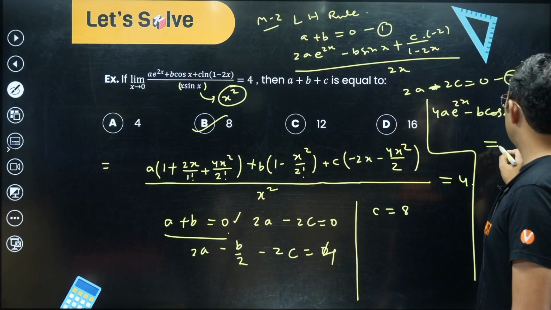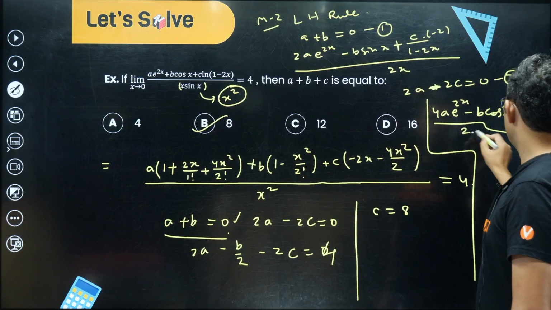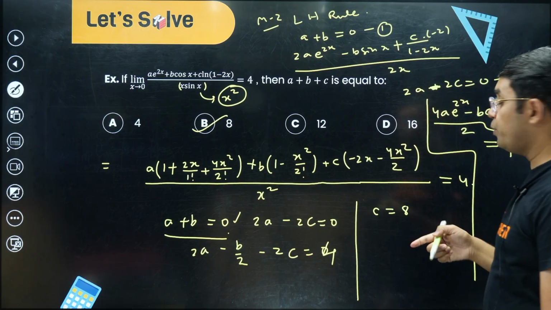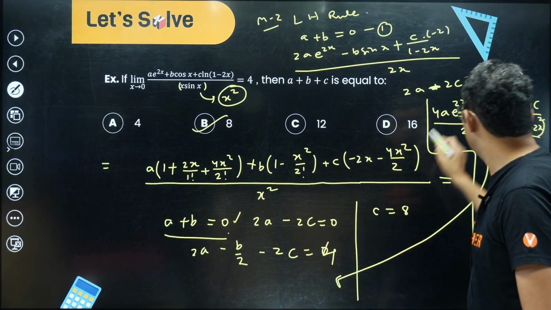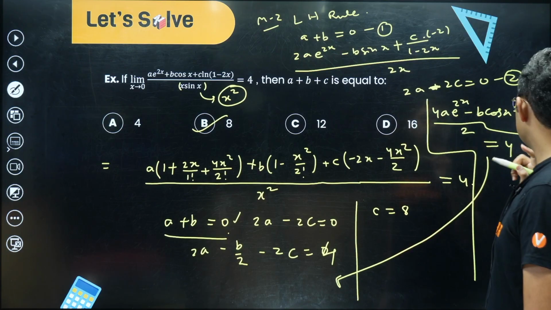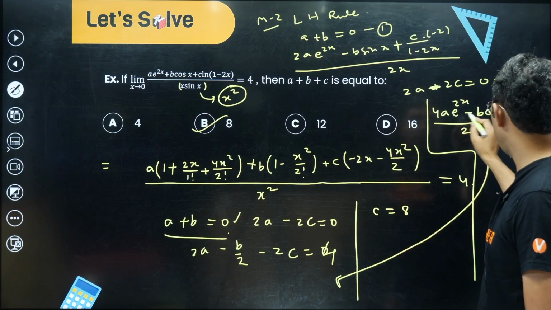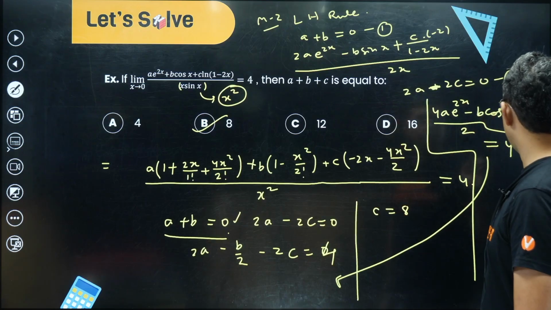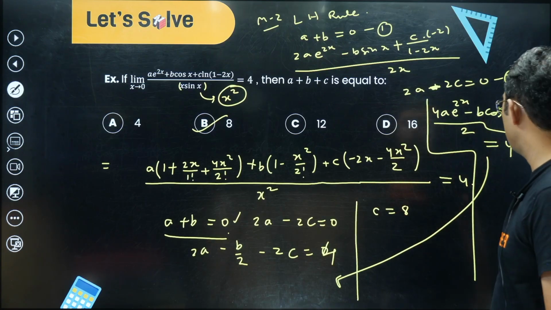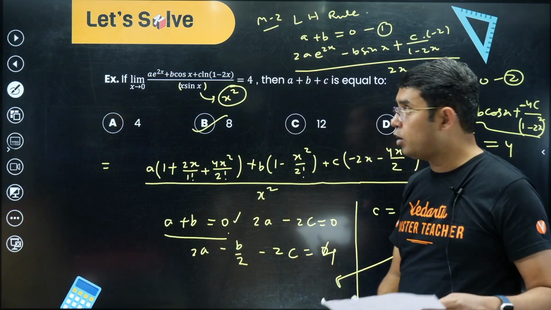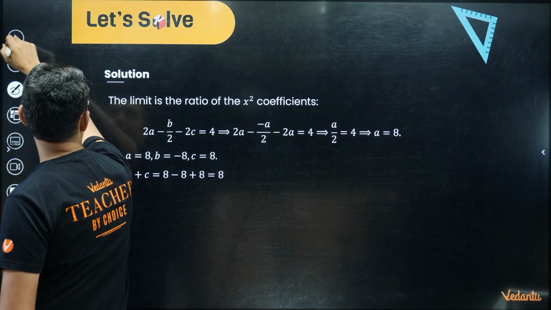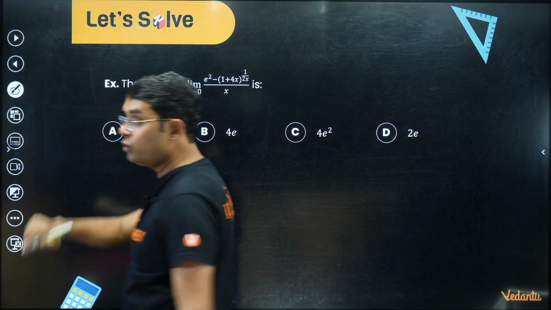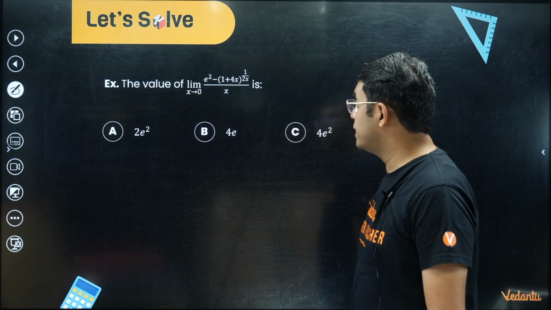So this has to be equal to n upon 2, and that is equal to 4. So if you put x is equal to 0, we are getting the same equation. You can check it here. 4a minus 4a by 2, so 2a minus b by 2, and minus 2c is equal to 4. So these three equations you have to solve, whether you go by expansion or you go by LH rule. I think I will go with expansion if you remember the results directly.